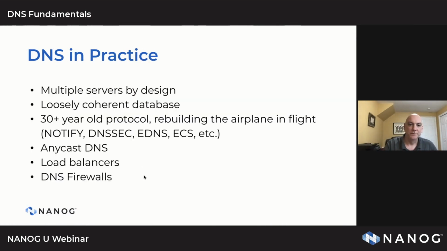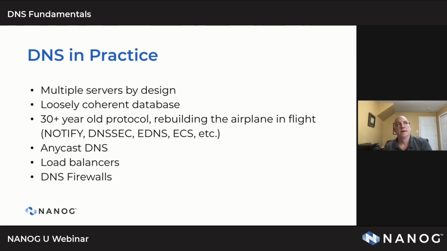Now, some of this is what I've already talked about, right? There are multiple servers by design. That's the way it is intended to be. You want to have at minimum 2 name servers per domain. Usually, 3 or more is what you want.